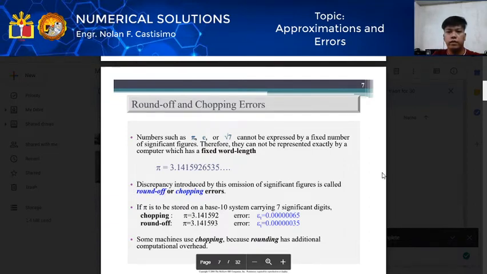Okay, so hello ulit guys. Tuloy lang natin yung lecture natin. So, andito tayo sa round off and chopping errors.